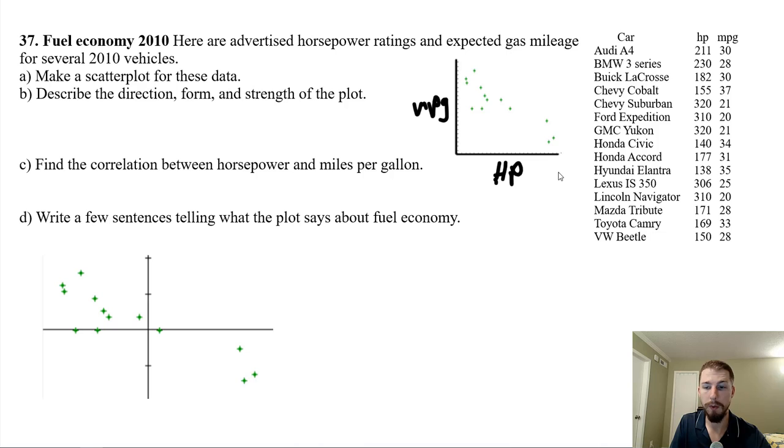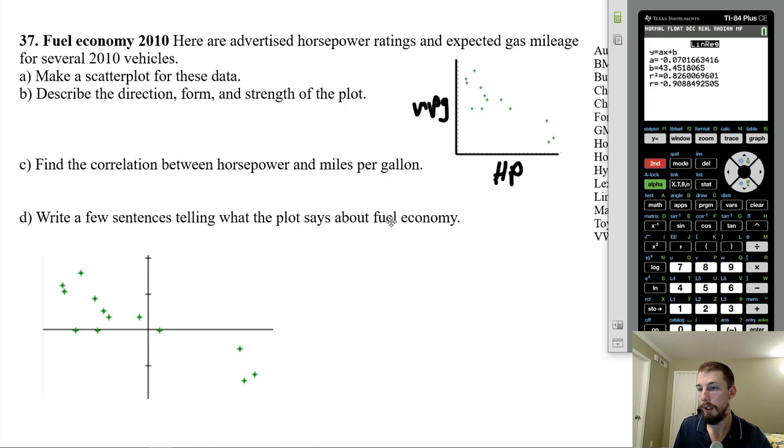So as we increase the horsepower of the vehicle, of course, power is the rate of consumption of energy, that means that the miles per gallon is going to go down because it's going to be consuming much more power. So we calculated the correlation coefficient. We found that to be negative 0.9088 or whatever, so that's shown there.